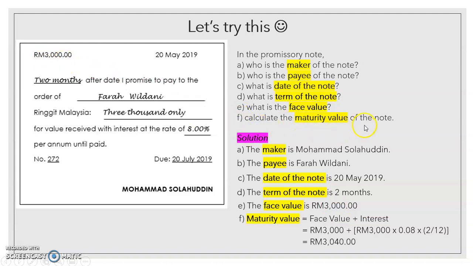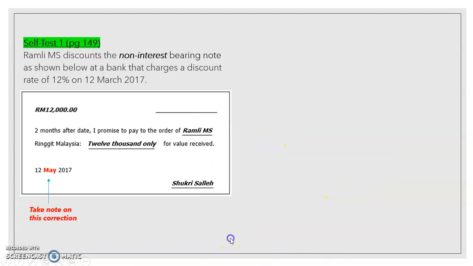Next, the maturity value of the note. Is there any interest here? Yep, there is interest, 8%. So you can use the S formula. You're going to get face value plus interest. You're going to get 3040. Very clear, right? Okay, next.